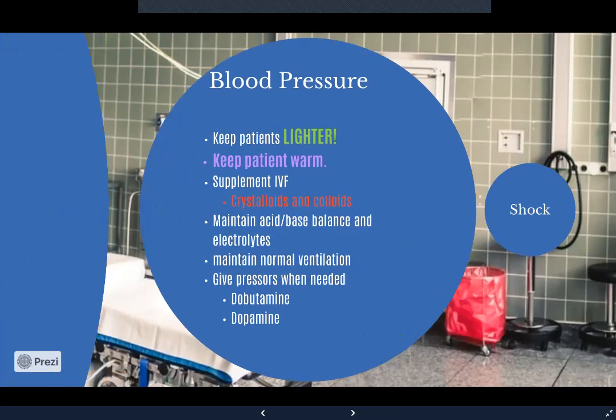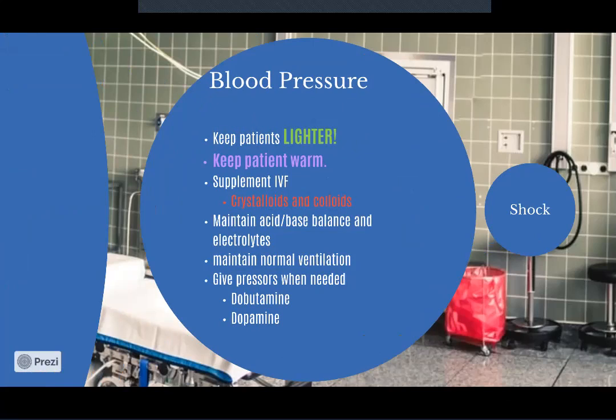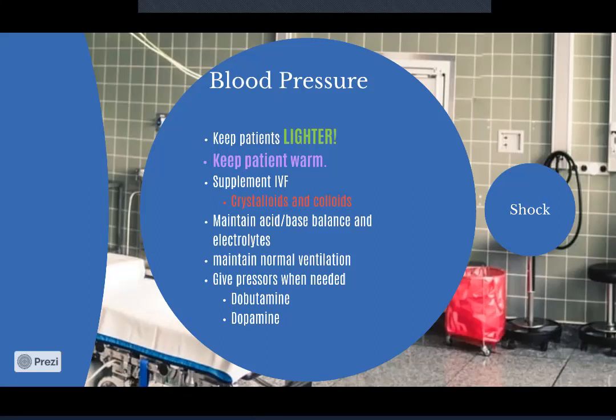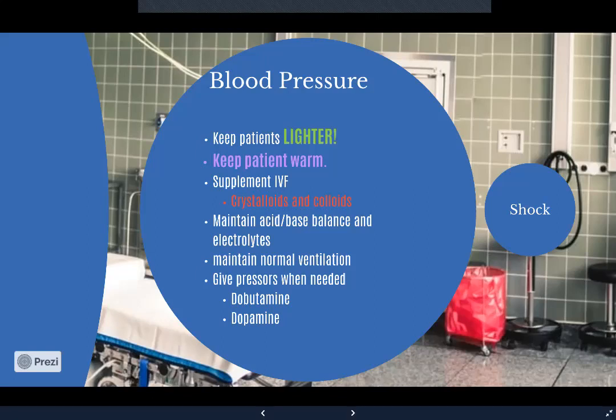So how do we keep our blood pressure at a good level? We need to keep our patients lighter, not meaning that they're awake or anything to that effect, but we have the means to use our anesthetic agents to keep our patients as light as possible, right? So utilizing local blocks, utilizing different medications so that we can keep our patients at a lighter gas level and stuff like that, keeping our patients as warm as possible.